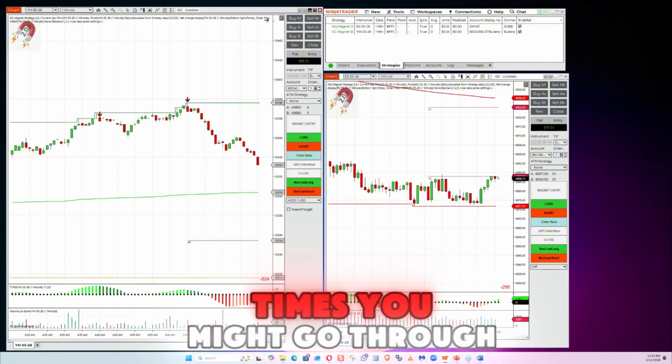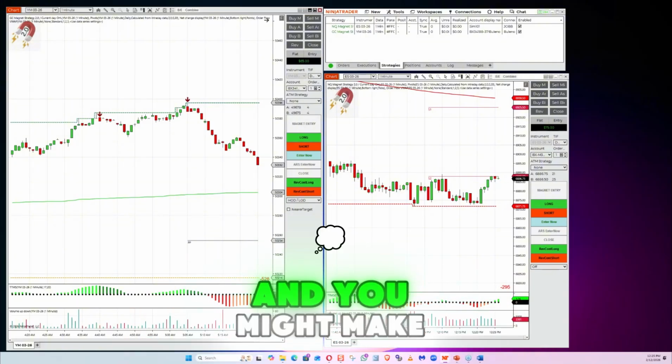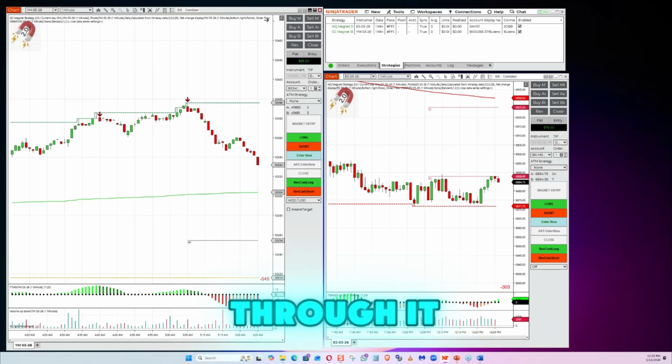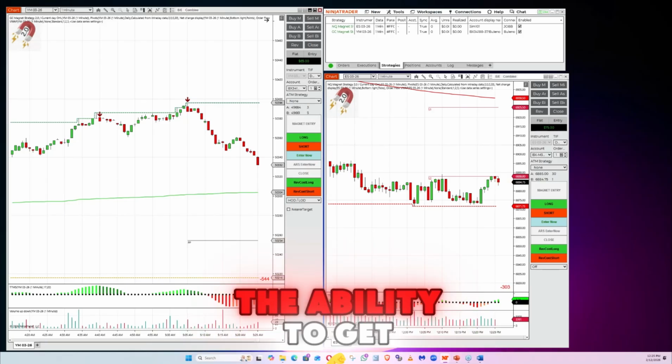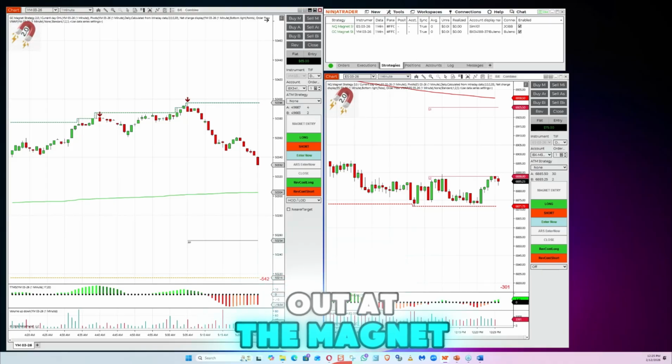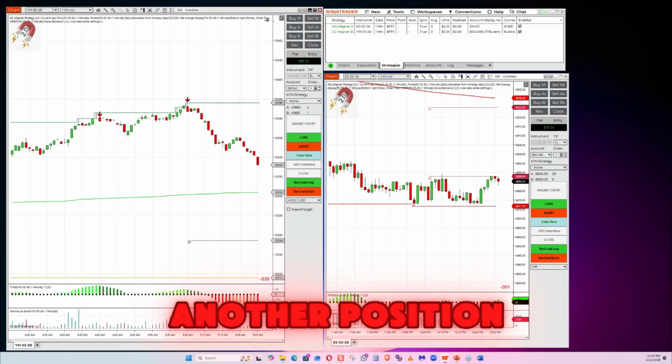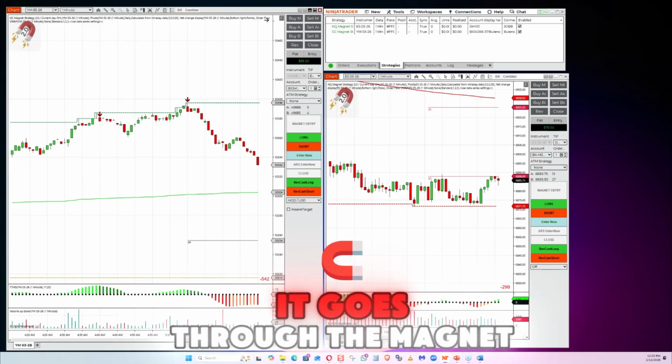because a lot of times you might go through the magnet and you might make money when it goes through it. So our software has the ability to get out at the magnet and to also take another position that will exit when it goes through the magnet.